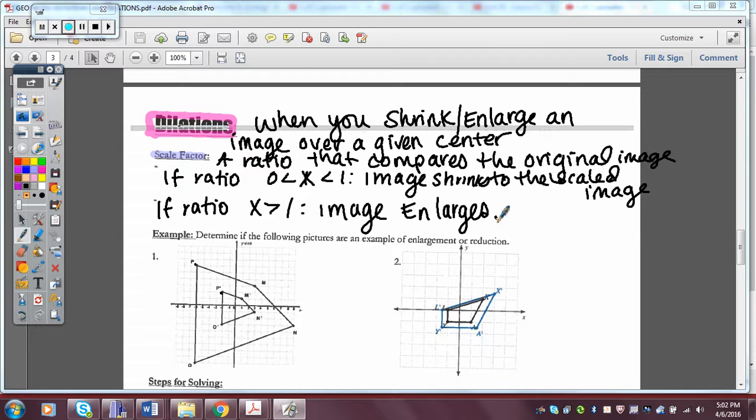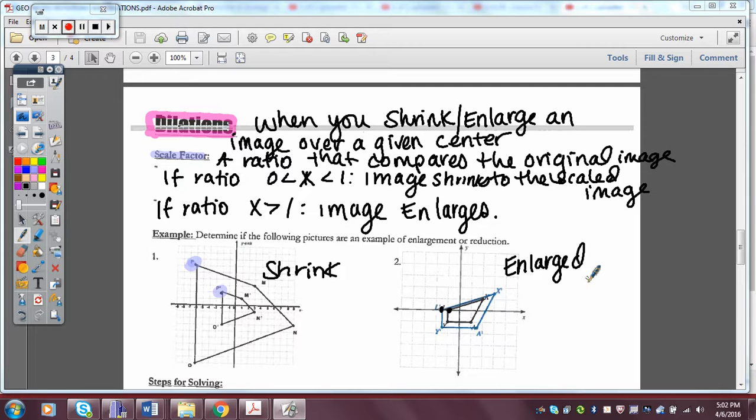Okay. So looking at these two examples down below, I want to know which one did I shrink and which one did I enlarge. So how you know this is you pick a point. So I see P. So now I'm looking for P prime. So going from P to P prime, did it get bigger or smaller? It got smaller, so I shrank this picture. Same thing over here. I see L prime, it gets bigger, I enlarged it.